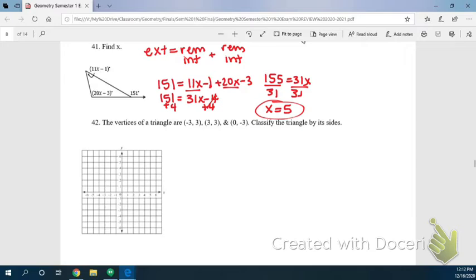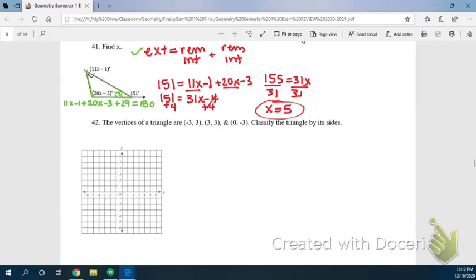Some people might not have recognized that theorem. You could subtract from 180. Let's see, 180 minus 151 and get 29. So if this little angle is 29, all three of those angles should add up to 180. So another way that I've seen this done is taking 11x minus 1 plus 20x minus 3 plus 29 equals 180. You should also get that x equals 5. I find that the exterior theorem is helpful.